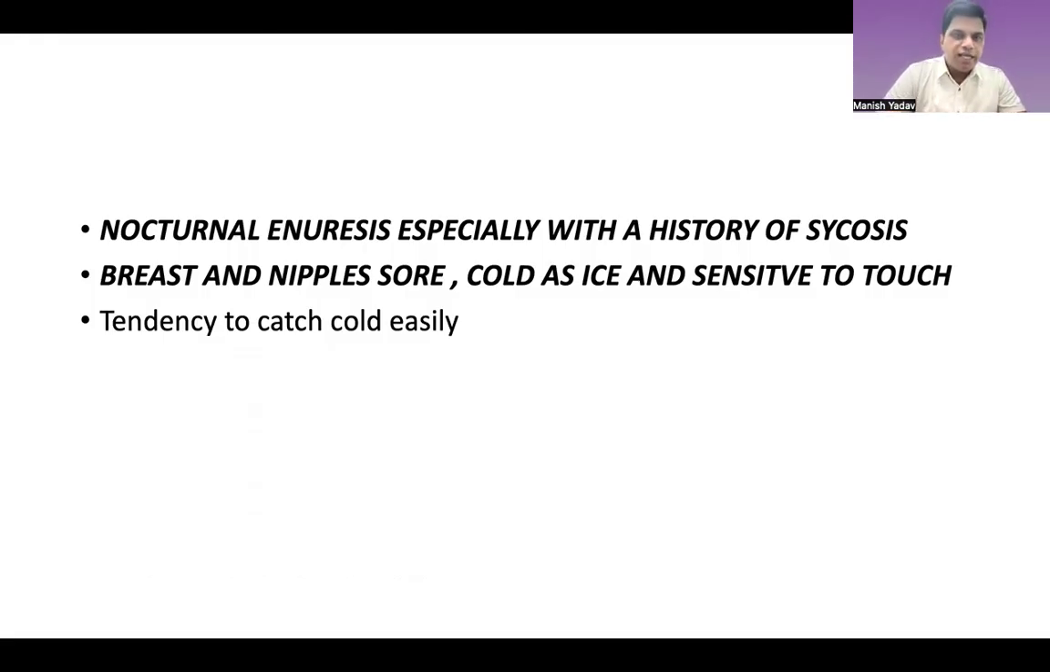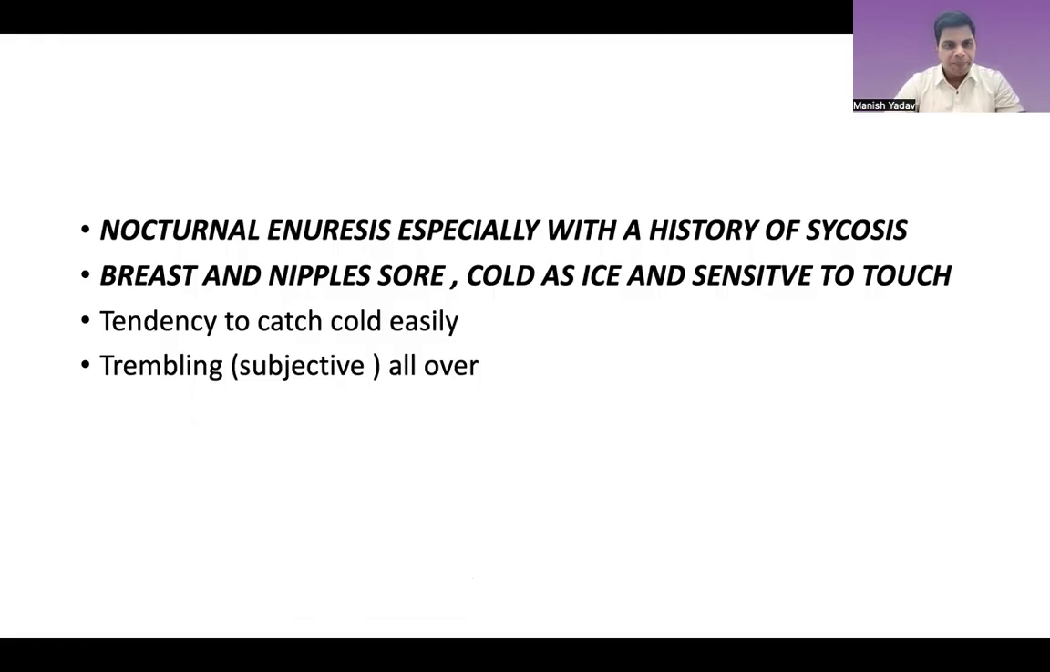Tendency to catch cold easily. Yes, remember this, okay? All thermal people. Hot patient. Extremities cold. Tendency to catch cold easily. But they will crave warm. Trembling, subjective all over. Subjective. Earlier, I think I said objective. No, subjective. Patient will tell you, see, doctor, my hands tremble. Maybe you might not be able to see so much, but they feel hands trembling.